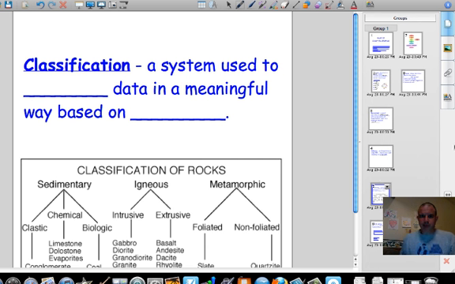One of the things scientists like to do is to classify different things. And we've talked about classification, and you've talked about it in other science classes. So we're using a system that's going to organize our data. And it's going to be done in a meaningful way. And we organize that data based on different characteristics.